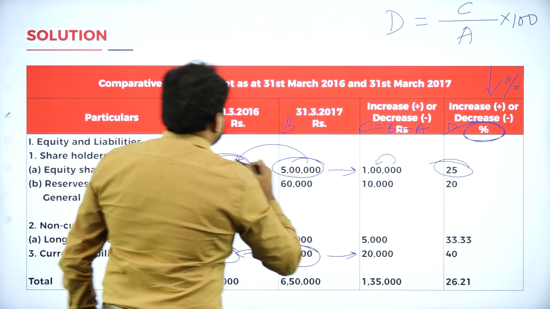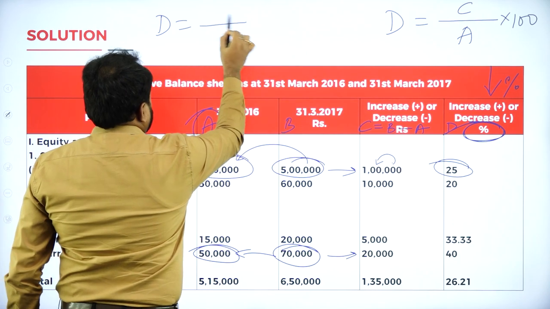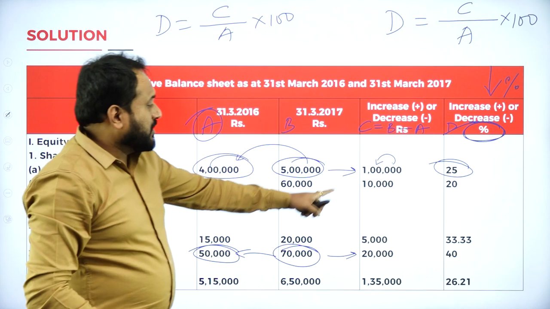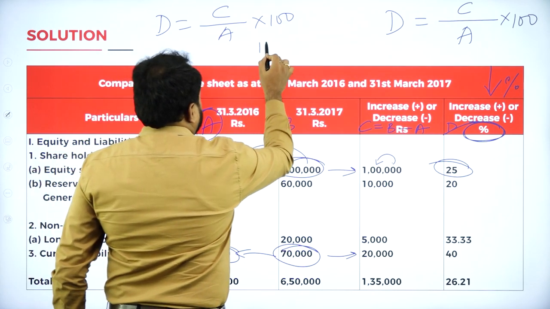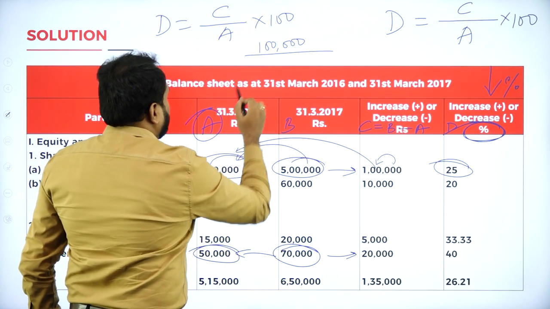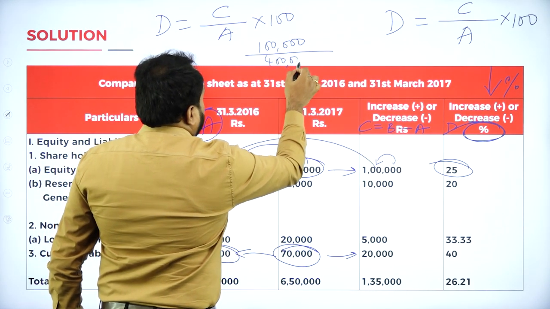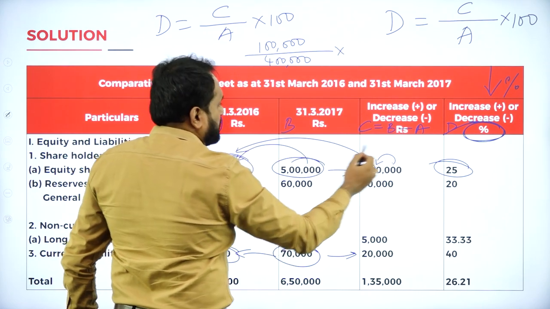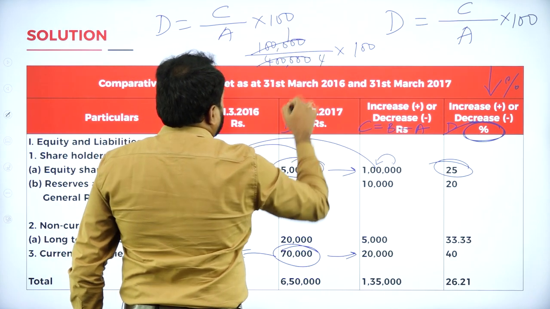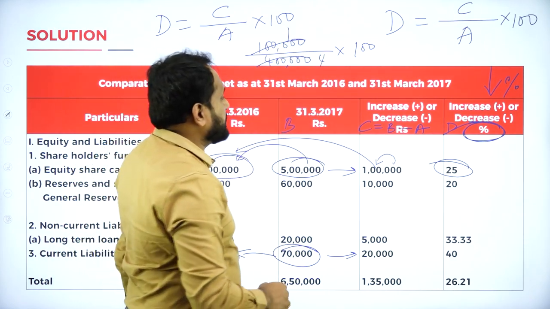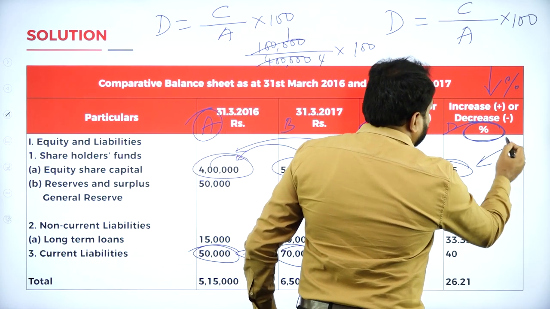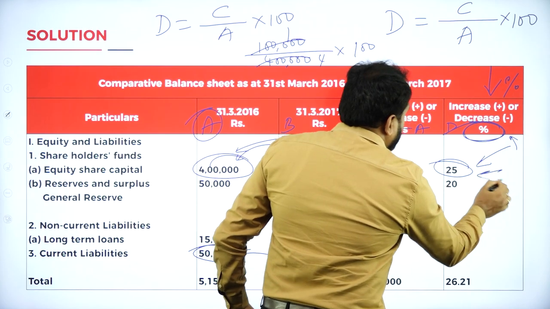How did you get 25? D is equal to C by A into 100. C is how much here? 1 lakh. So I'll write here 1 lakh divided by A, which is 4 lakh, into 100. So 100 divided by 4 is how much? 25, but that's 25%. Already we have written percentage here itself, so we'll write only 25.